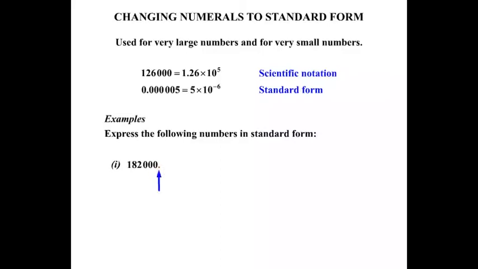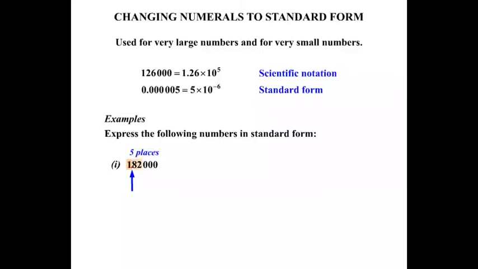182,000. Well, the idea firstly is to consider in a whole number, the decimal point would be at the end of the number. And in standard form, what we need to do is to move the decimal point after the first non-zero number, so after that 1. We're going to move that decimal point there. So let's see how we do it. Starting there, let's count how many places we move. 1, 2, 3, 4, 5. So 5 places we've moved the decimal point.